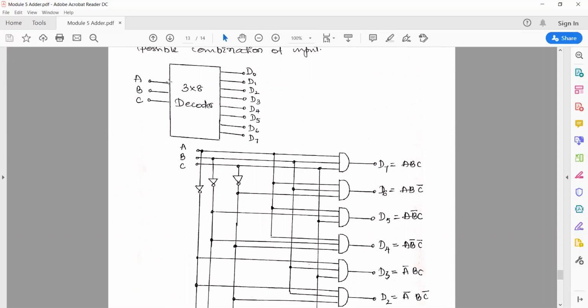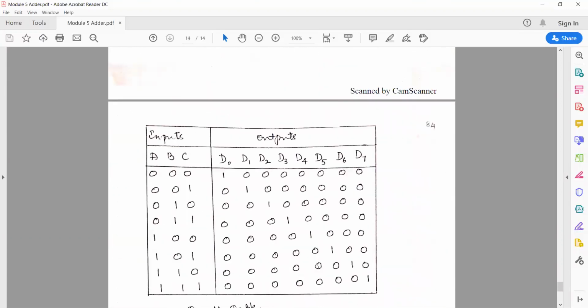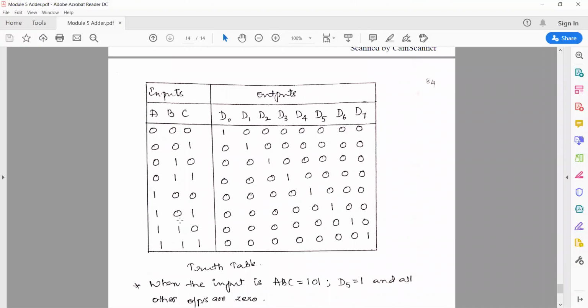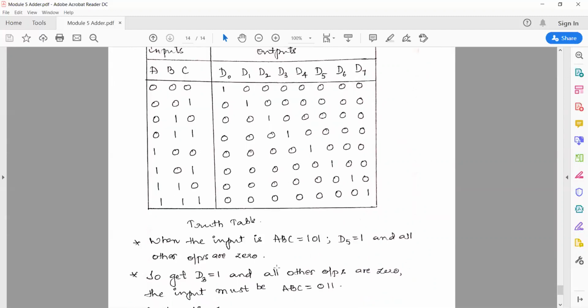Here we have 3 inputs for the decoder, and you could see that one of the output lines will be enabled depending on the input that we give. For ABC as 0, 0, 0, line D0 will be enabled. For input 0, 0, 1, output line D1 will be enabled. For input 0, 1, 0, D2 will be enabled. Like this, it continues.